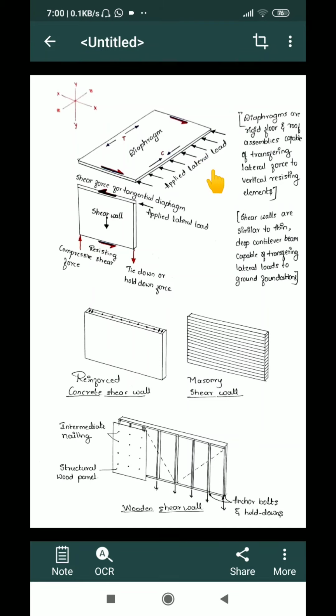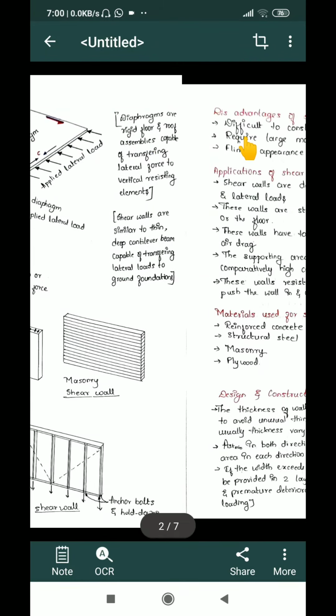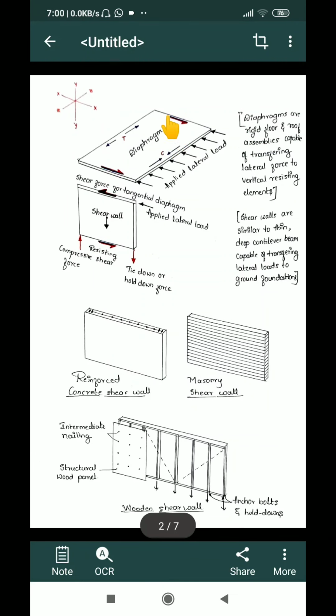So when lateral loads are applied in this direction, since the slab is rigid, meaning stable, this slab will deflect along this curvature. When it deflects along this curvature, the inner side will be the compression side, whereas the outer side will be the tension side.